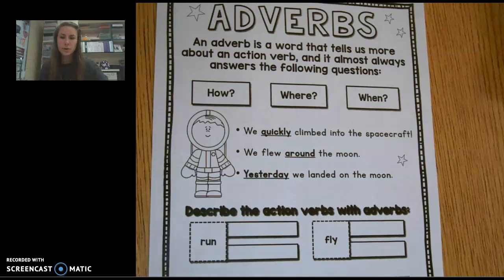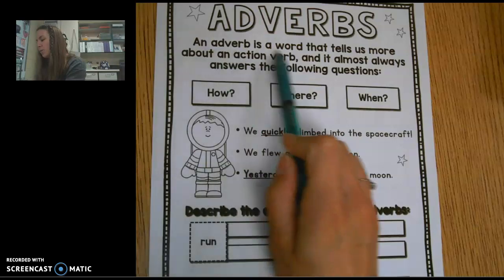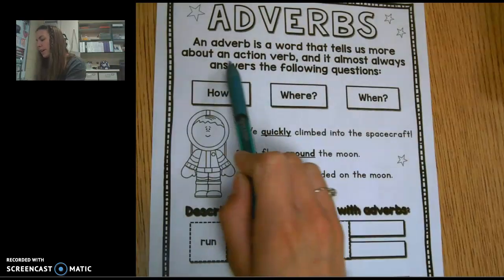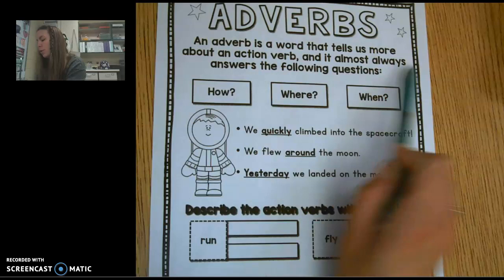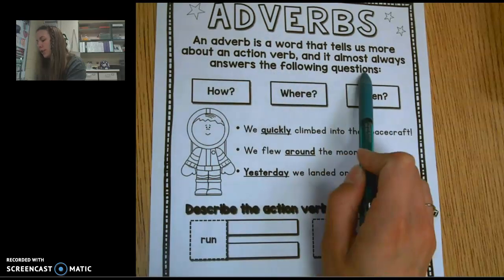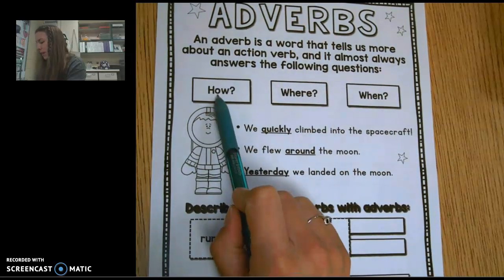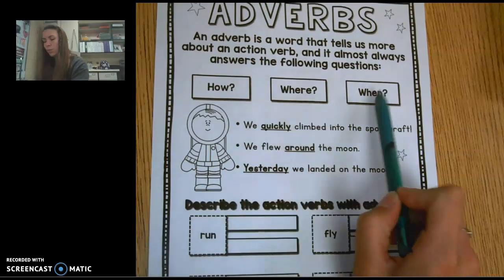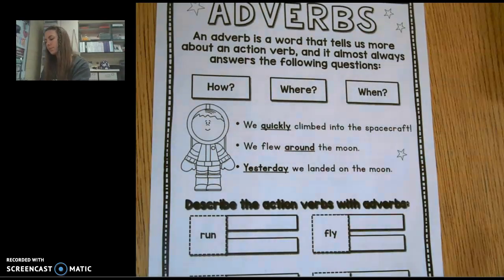Friends, today in grammar we are going to be learning about adverbs. An adverb is a word that tells us more about an action verb, and it almost always answers the following questions. How did something happen? Where did it happen? Or when did it happen?